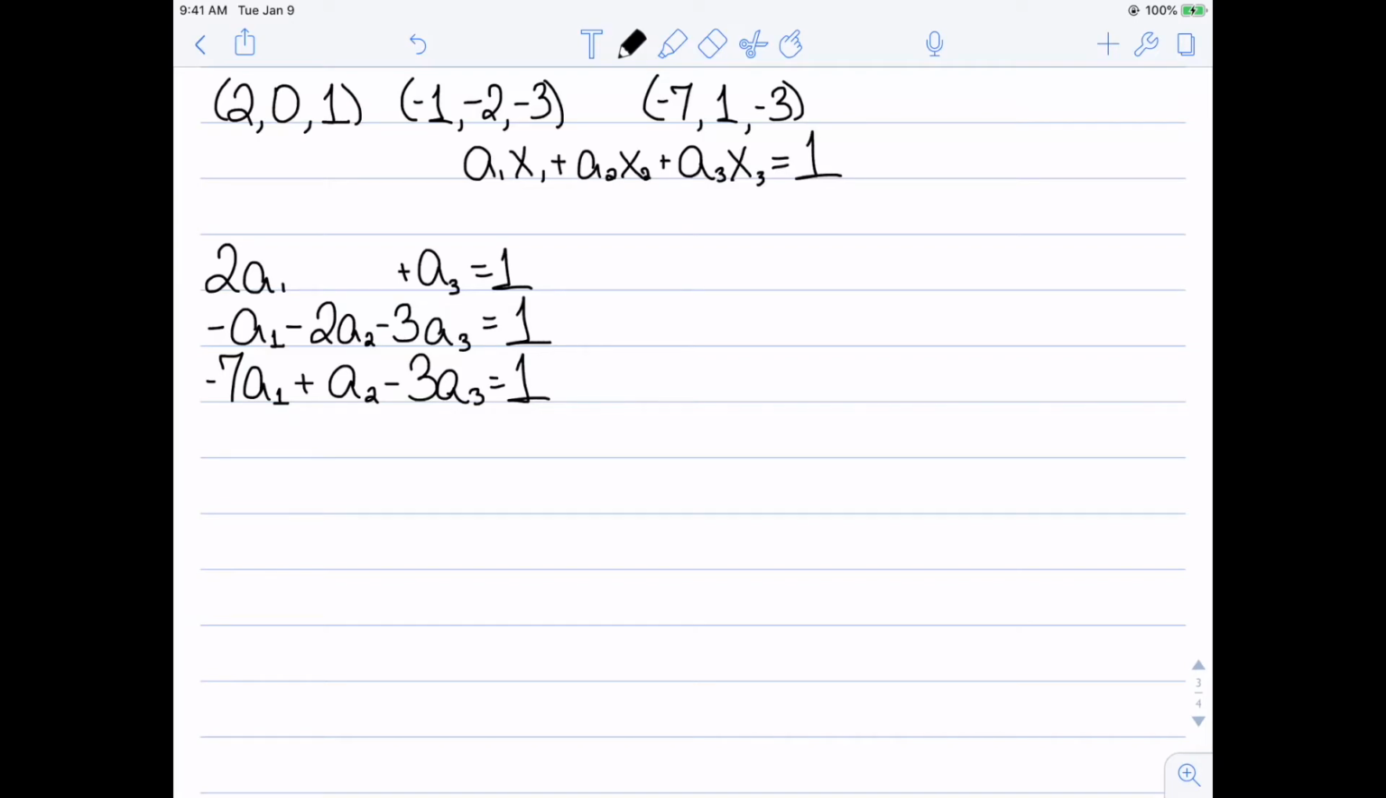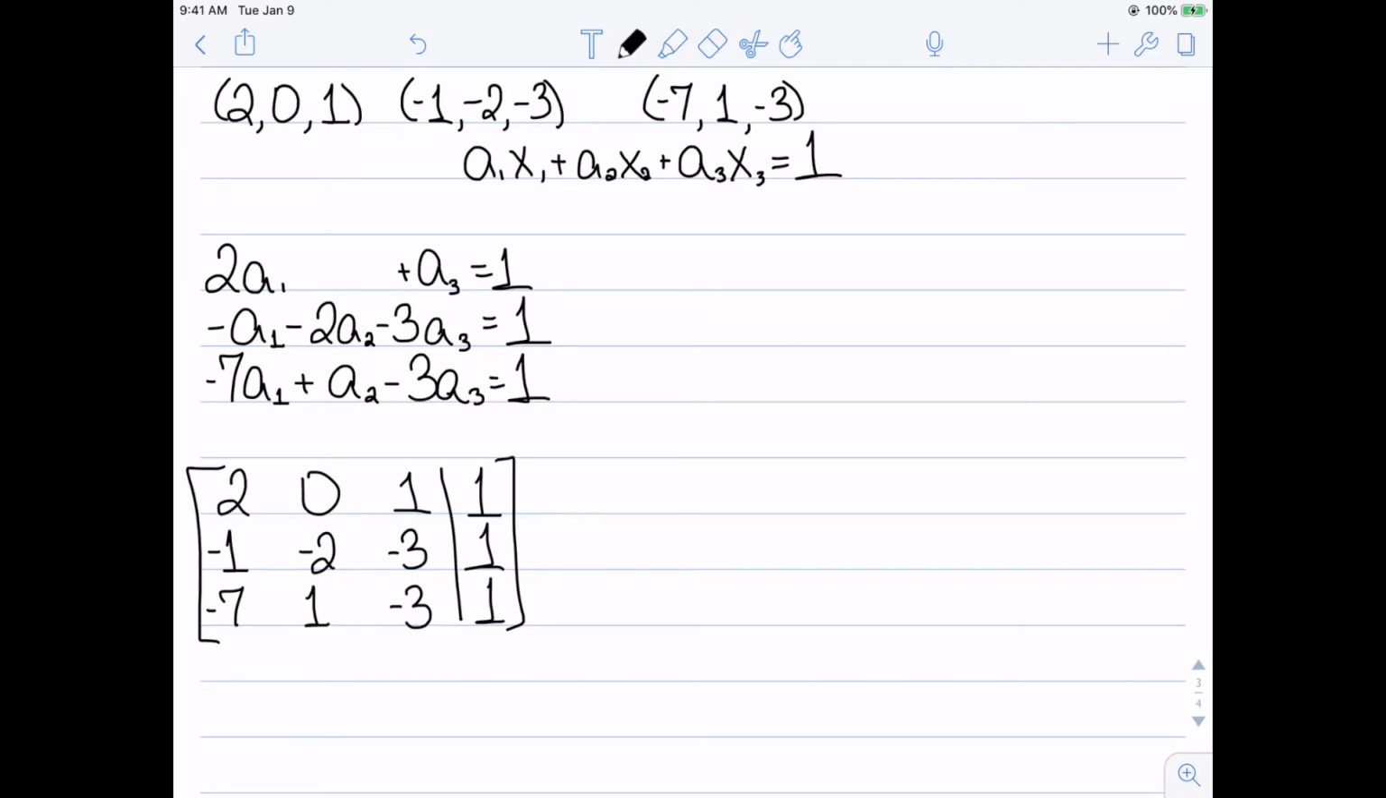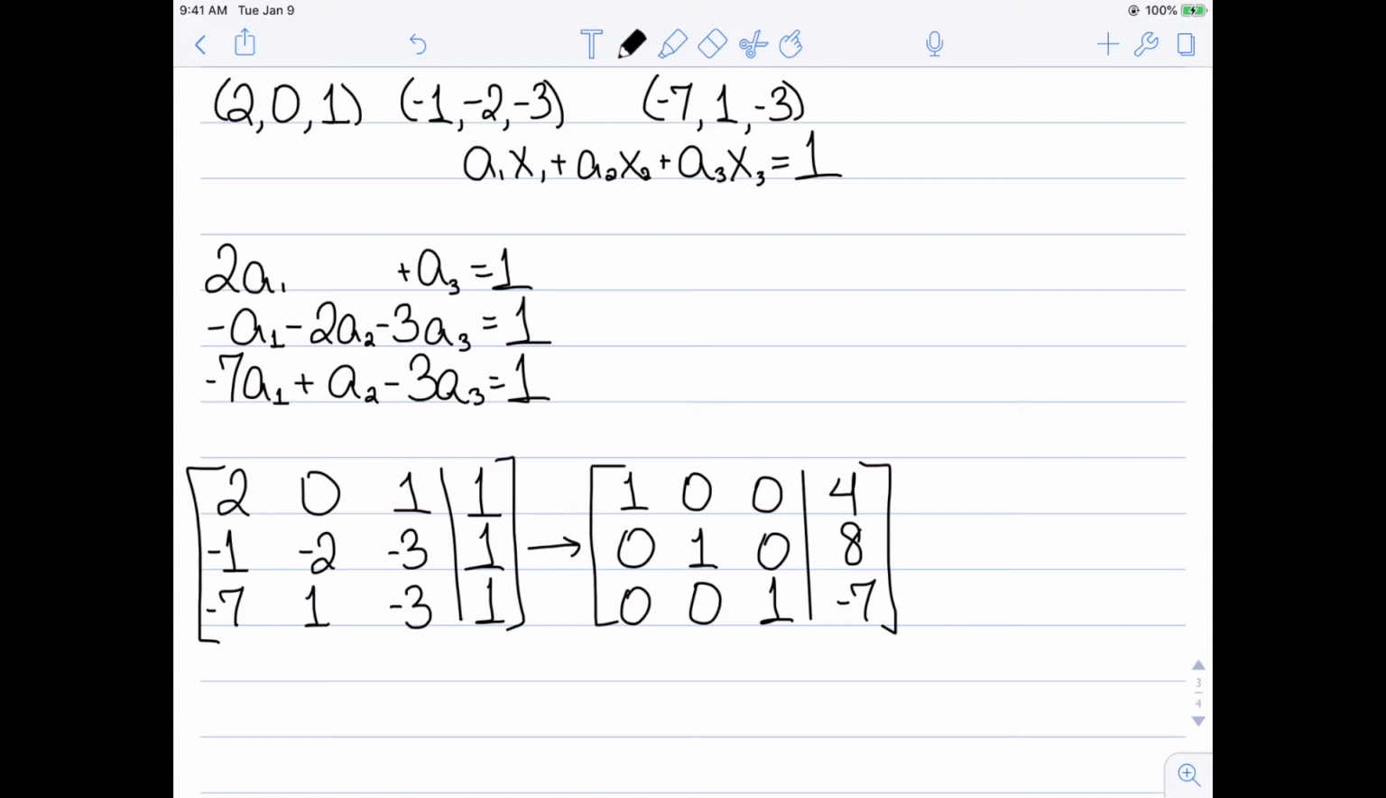So now I have a system of equations. We can then put this into a matrix and then row reduce it. When I do, I get the solution as 4, 8, negative 7. So these are my values for a1, a2, and a3. So we have the normal form 4x1 plus 8x2 minus 7x3 equal to 1.